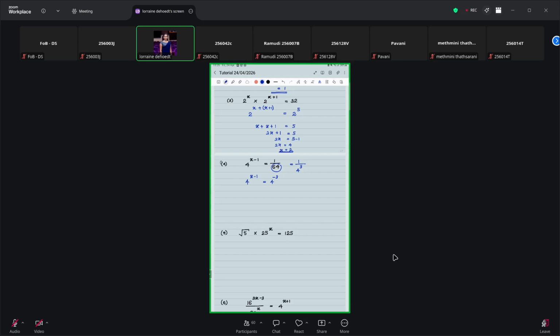Okay, then on both sides the bases are equal. That means the indices are also equal. So x minus 1 equals minus 3. That means x equals minus 3 plus 1. So x equals minus 2. Yeah, your answers are correct.